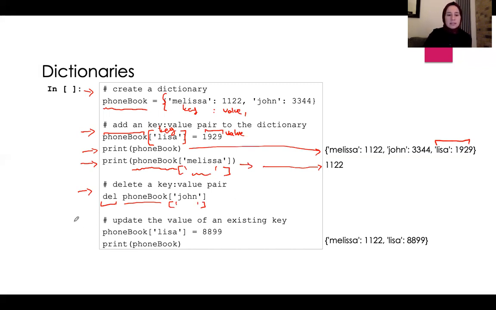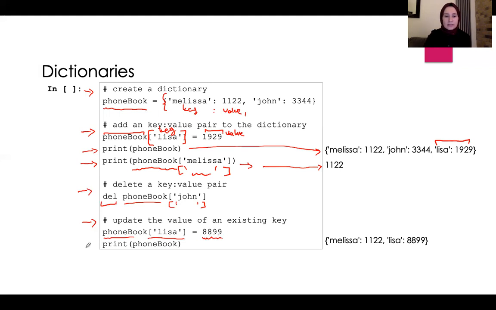It's also possible to update the value of an existing key. So for example, you want to update the number of Lisa with a new number. It is possible to update this value, and to do that, you can access this value using Lisa as a key, as you can see in this example here. Then you need to assign the value that you want to update Lisa's value with.